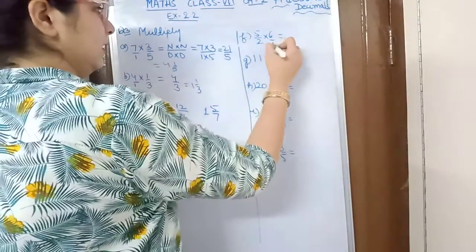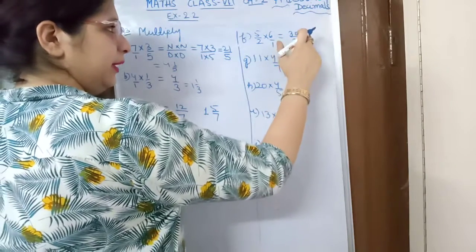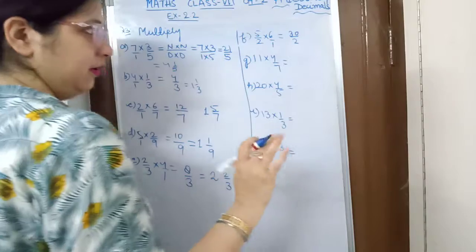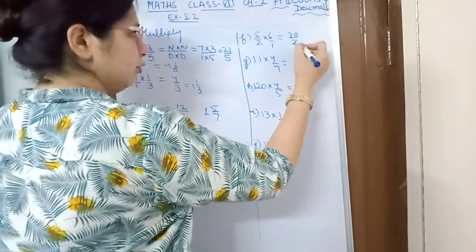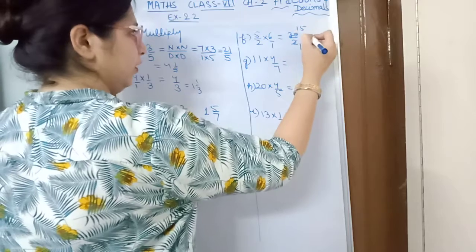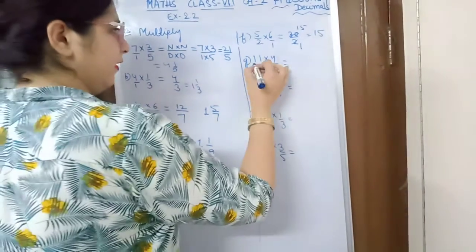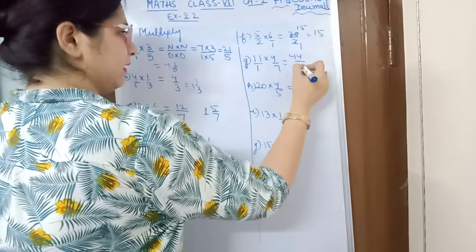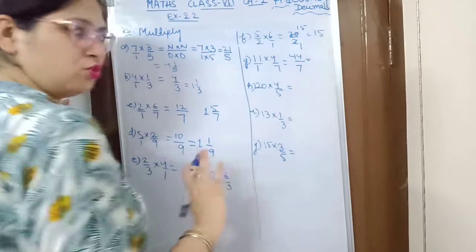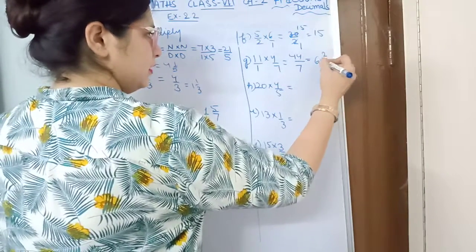5 6s are 30, 2 1s are 2. Now between 30 and 2 there is a common factor, so you have to convert into lowest terms. 2 1s are 2, 2 15s are 30. So 15 is the answer only. Now 11 into 4 is 44 and 1 into 7 is 7. Now between 44 and 7 there is no common factor, convert into mixed fraction. 7 6s are 42, 6 2 by 7.